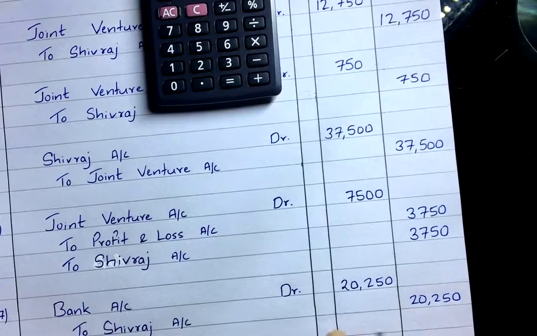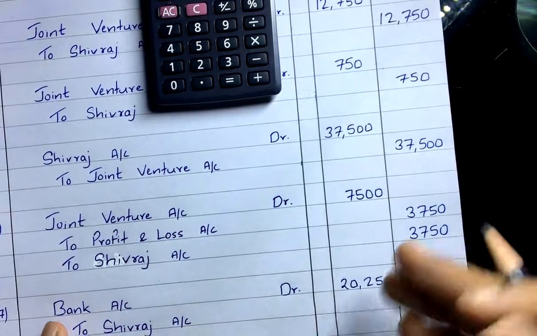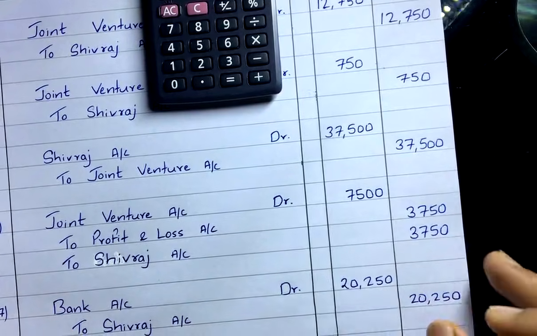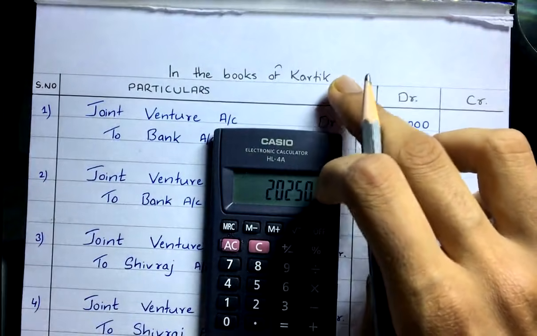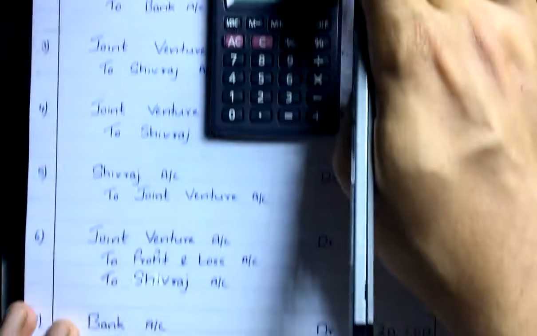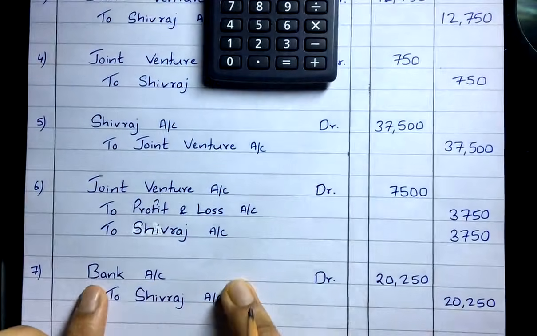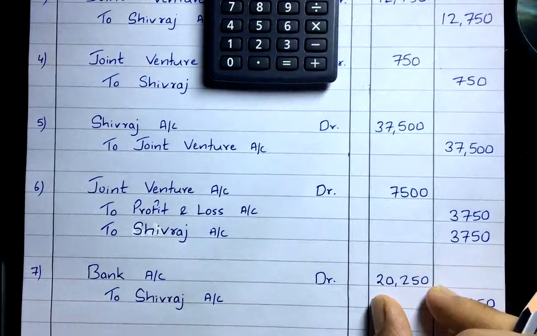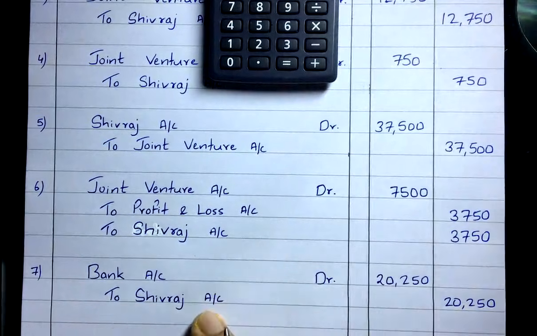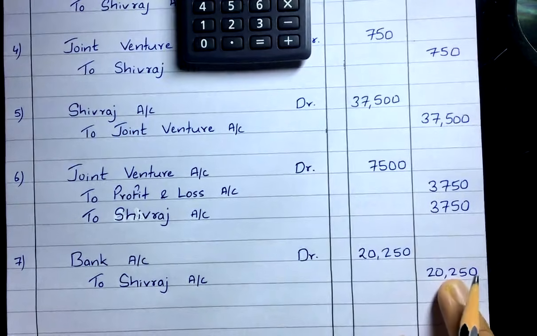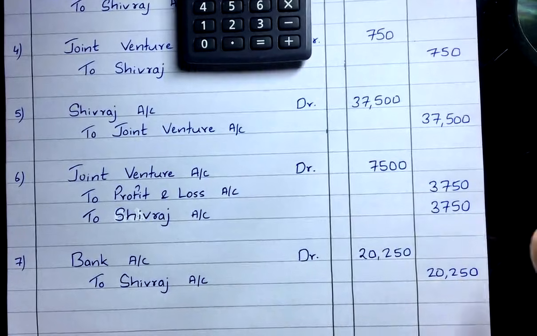So now Shivraj will pay to Karthik. So now Karthik will receive the money. And now again, you cannot take Karthik's name. See, you are preparing in the books of Karthik, right? So you cannot take Karthik's name. You have to take his bank account. Bank account of Karthik will get debited by 20,250 because he's receiving the money. His bank account is increasing, and Shivraj account is getting decreased now. So 20,250 will go out from Shivraj account. Simple, right? You understood, right?